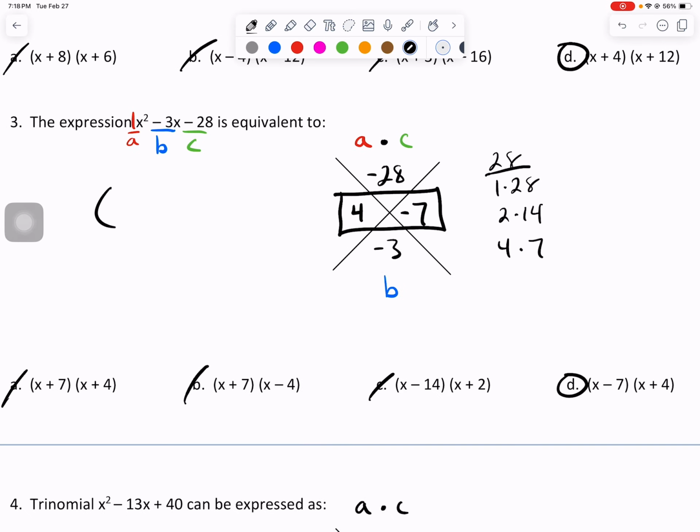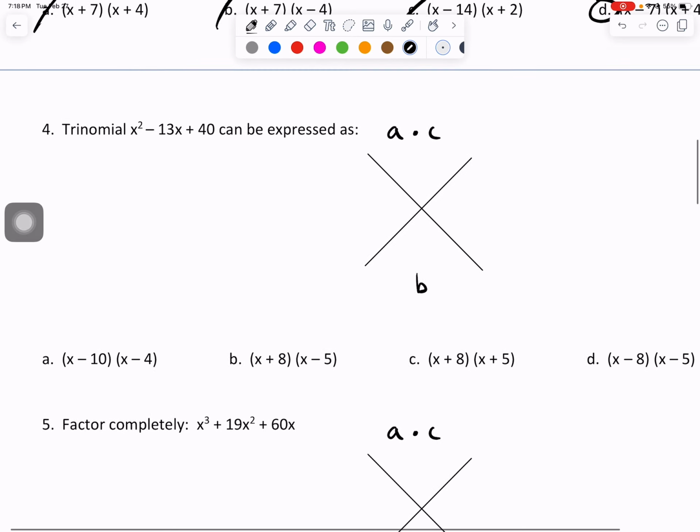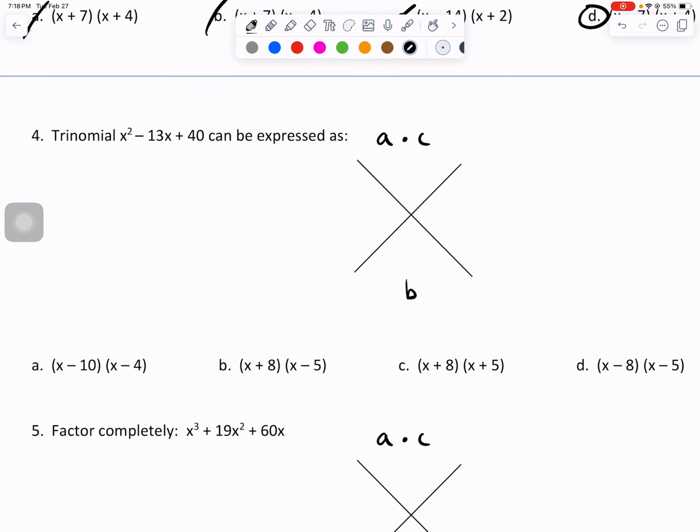Let's go ahead and write our answer of x plus 4, x minus 7. And again, we might see it flip-flopped, which we do here, but if we know we have our x minus 7 and x plus 4, we can simply pick out our answer. So again, for 4, if you want to pause the video briefly, feel free.